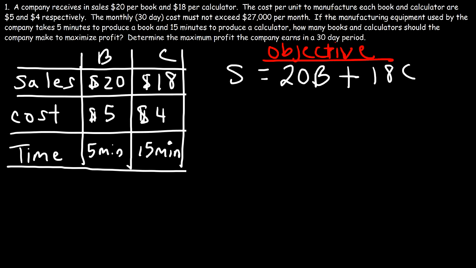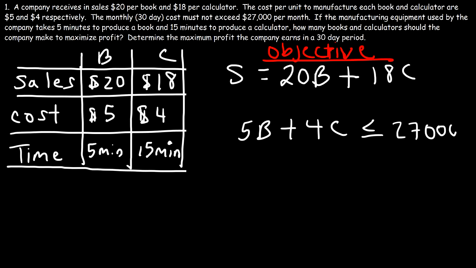Now let's focus on the constraints, and let's start with the costs. The cost cannot exceed $27,000 per month, and the cost to make a book is $5 per book. So it's going to be 5B, and then the cost to make a calculator, that's $4 per calculator, so 4C, and it has to be less than or equal to $27,000. So that's the first constraint equation that we have.